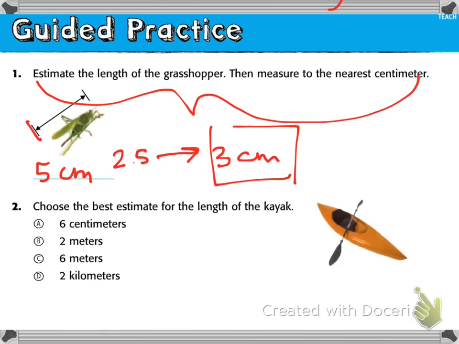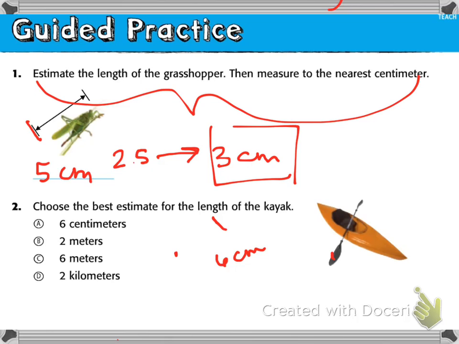Okay? All right, choose the best estimate for the length of a kayak. Ooh, the length of the kayak. I'm guessing that it is a kayak in real life and not on the picture. So 6 centimeters, let me show you what 6 centimeters would look like. 6 centimeters is from here to here. Could a kayak be that short? No. If it is, we're in trouble.